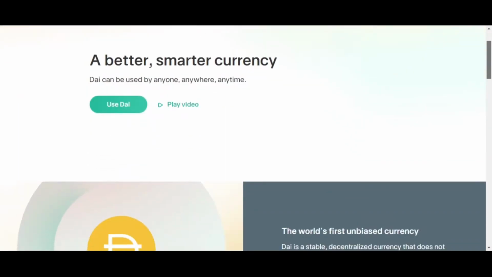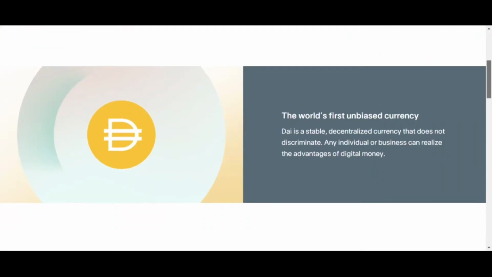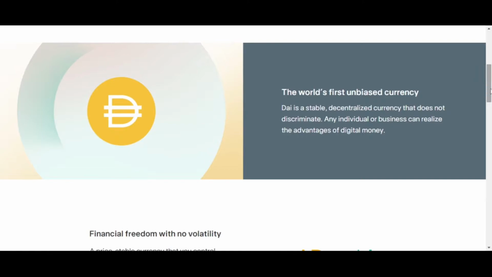Okay, so DAI can be used by anyone, anywhere, anytime. If you click this, you'll be able to see how you can actually hop into the DAI ecosystem. When you contrast this with something like USDT or Gemini dollar or USDC, it's an interesting stablecoin because the way that they explain it is it's the first unbiased currency. So you can generate the DAI stablecoin with debt from another currency. It's backed one-to-one basically with a dollar.